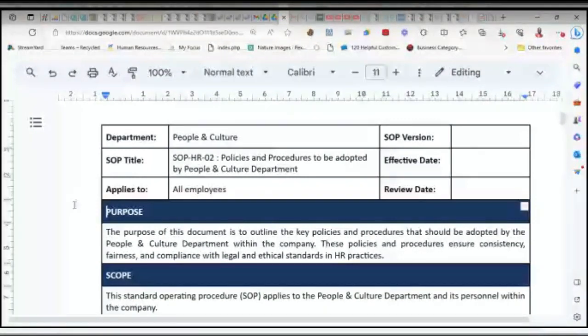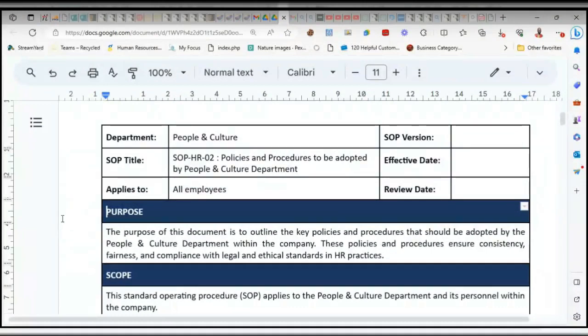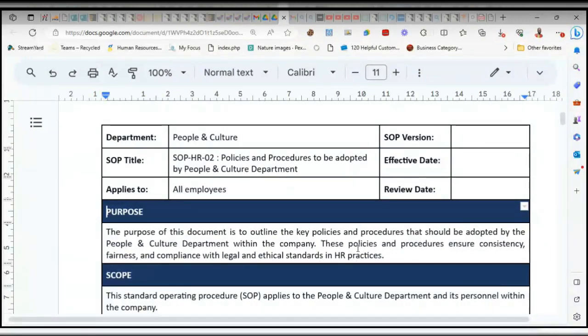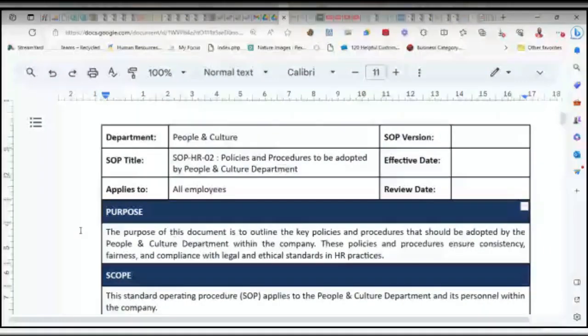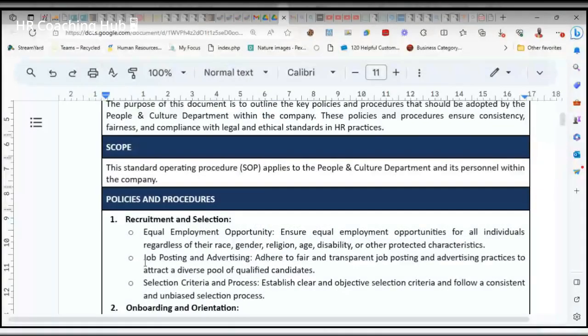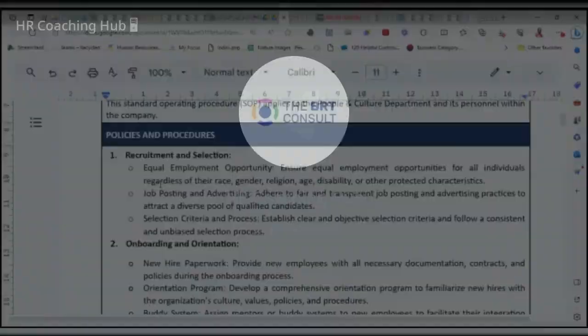Let me show you some of this. It says the purpose of this document is to outline the key policies and procedures that should be adopted by the People and Culture Department within the company. These policies and procedures ensure consistency, fairness, and compliance with legal and ethical standards in HR practices. What is the scope of this SOP? Every SOP must have a scope. It says this standard operating procedure applies to the People and Culture Department and its personnel within the company. Now, what are the policies and procedures? Number one, what can you see on the screen?